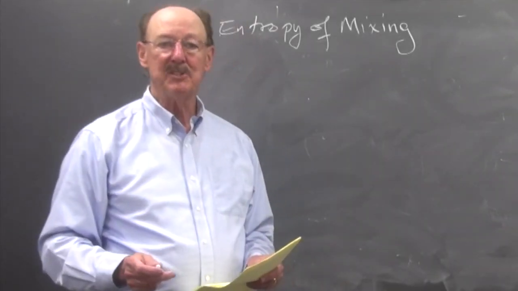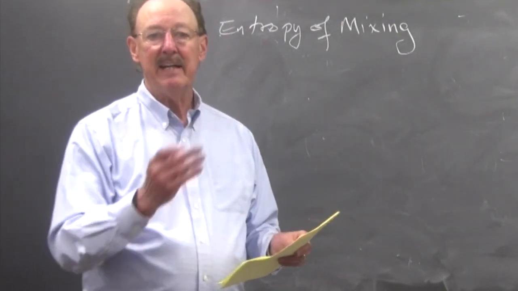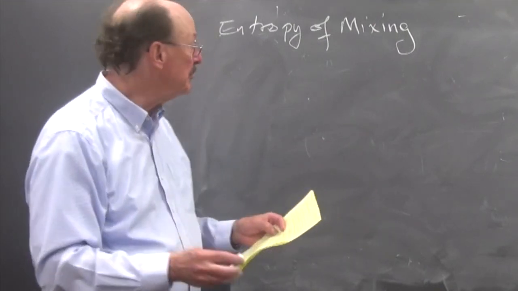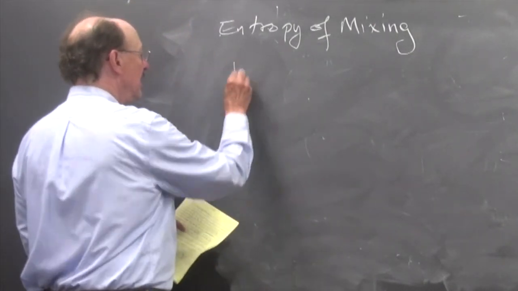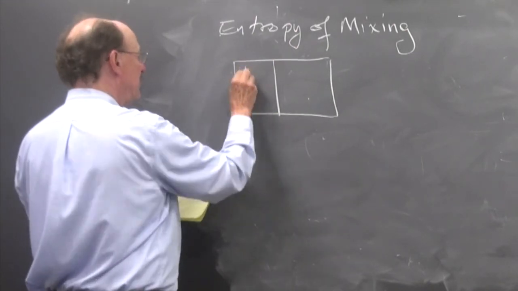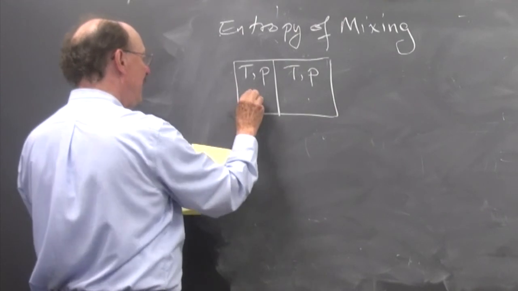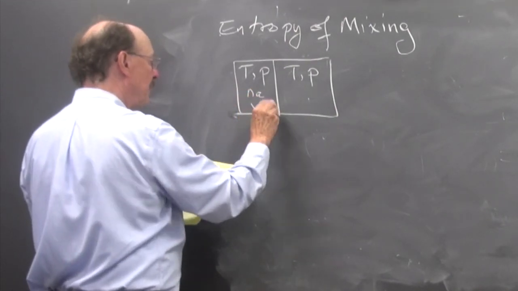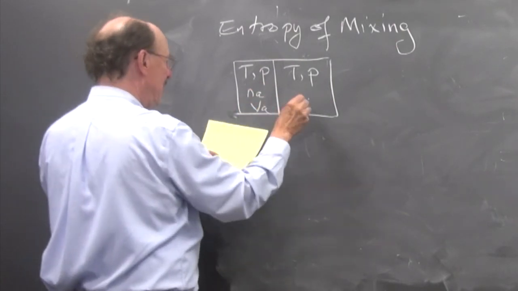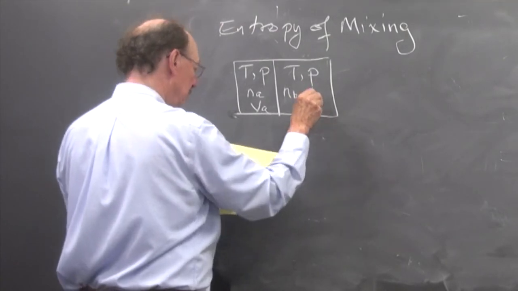What we want to look at now is something called the entropy of mixing, and let's look at a container that has a membrane separating two gases. They'll both be at the same temperature and pressure. So if I take a tank, I'll have two sections, and the temperature and pressure in each one is the same. Here I'll have Na and Va, so the A molecules occupy volume A, and the B molecules occupy volume B.